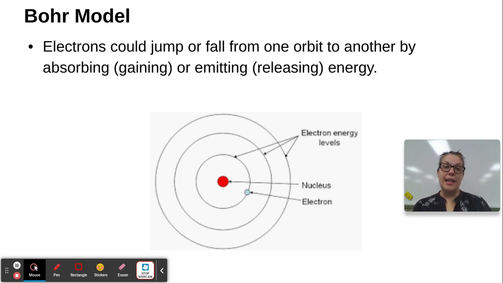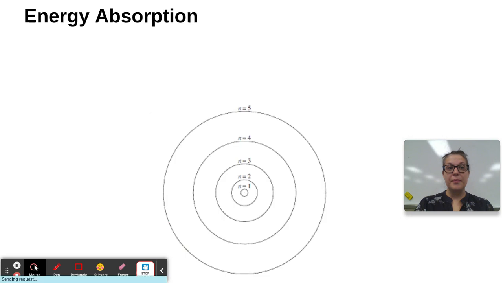Niels also realized that electrons could jump or fall from one orbit to another by either absorbing, taking in, or emitting, releasing, giving off energy. And their processes are different. So let's break them down.